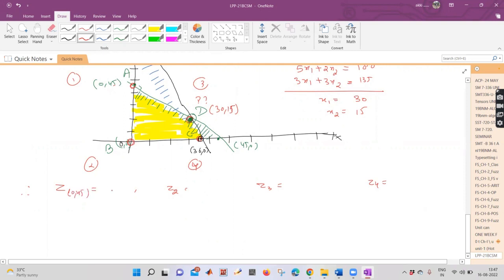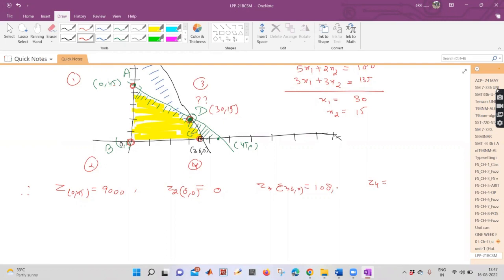When you put this value in your objective function, you will get this value. Now, say suppose my point B here is this. We are getting straight away 0. Next point is 36, 0, which gives 108,000. And your next point here is 30, 15. We are getting here 1, 2, 3, 4. So which one is the highest one here?